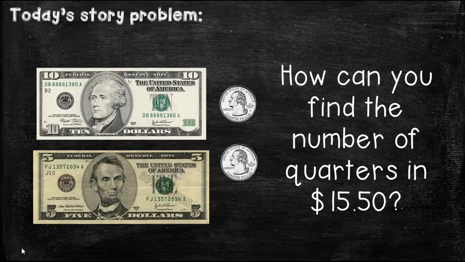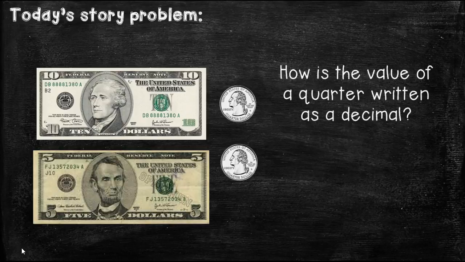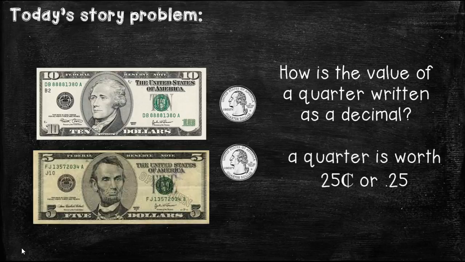So here's today's story problem. How can you find the number of quarters in $15.50? Well, how is the value of a quarter written as a decimal? A quarter is worth 25 cents, or 25 hundredths if you're writing it as a decimal, because it's 25 pennies out of 100 pennies in a dollar.